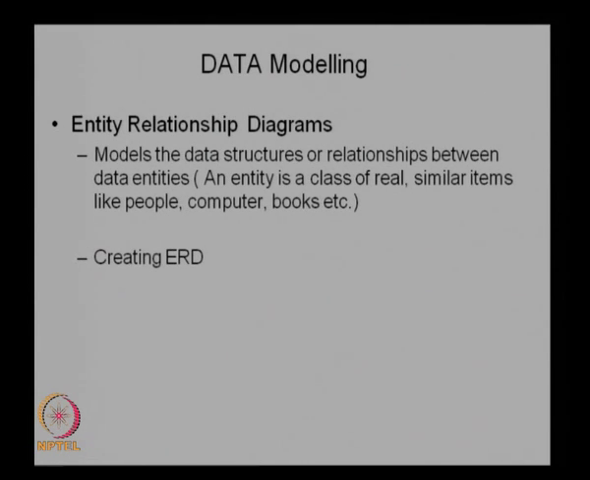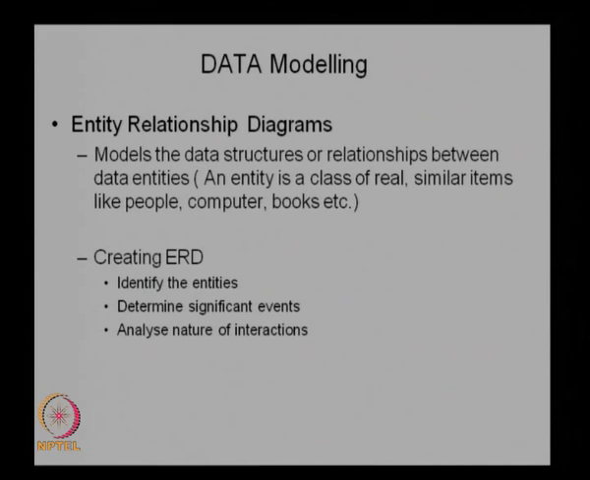And how do we create an ERD? The entity relationship diagram is created by identifying the entities. So, we identify all the entities in the system and then we identify the significant events. What are the significant events taking place, and then analyze the nature of interactions and then draw the entity relationship diagram. As I mentioned, it basically explains the relationship between the entities. So, in order to draw the diagram we need to identify the entities and the relationship between the entities.